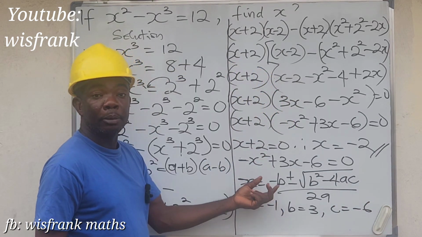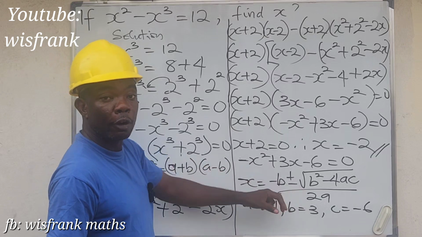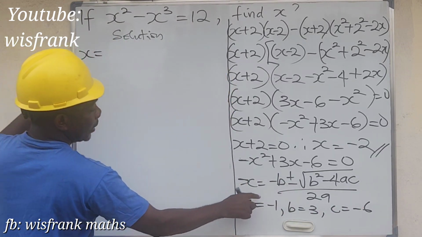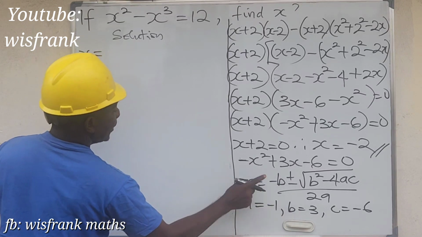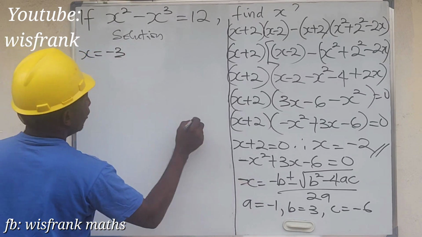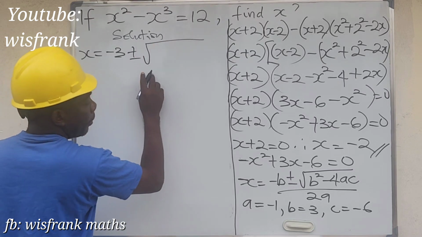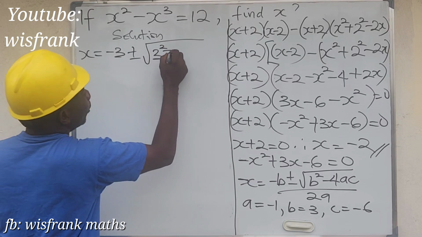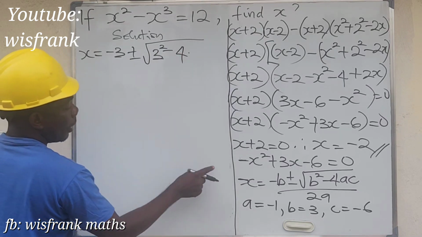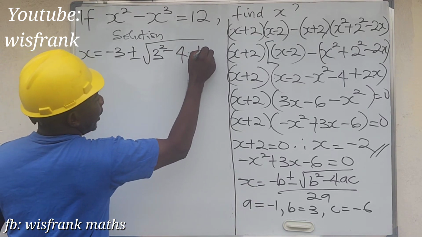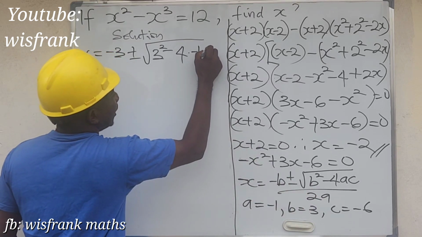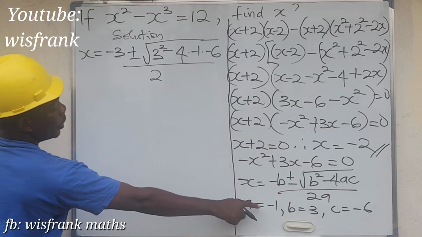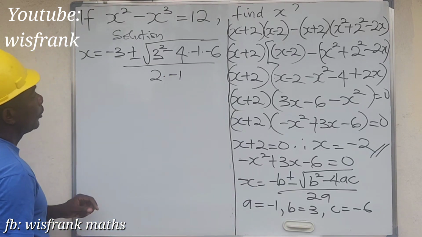So we are going to substitute these parameters into our quadratic formula. So we have the quadratic formula which is x equals to minus b, b is 3, so we have minus 3. Then we have plus or minus square root of b squared. Our b squared is 3, so we have 3 squared minus 4 times a. Our value of a is minus 1. Then our value of c is minus 6, times minus 6, all over 2a, which is 2 times minus 1. So this is what we have.